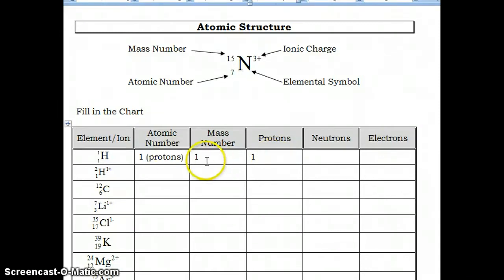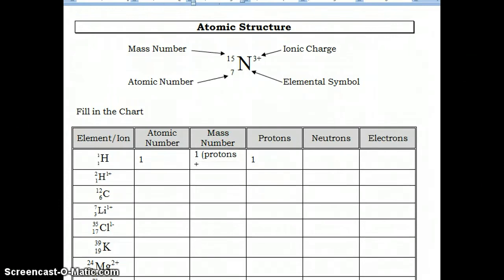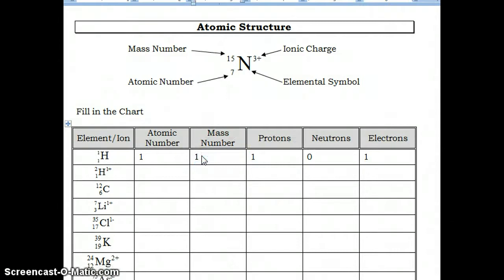So this is the number of protons, and this is the number that's going to come over here. The mass number is protons plus neutrons. Then 1 plus what is 1? That will give me my number of neutrons, which has to be 0. And because this hydrogen does not have a charge, it doesn't have an ionic charge here, my number of electrons is going to be equal to my number of protons.